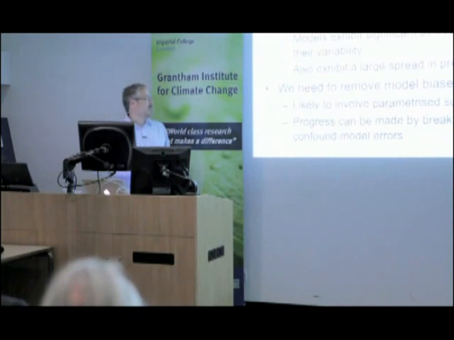So we need to remove model biases somehow. As I said, it's likely to involve these parameterized subgrid scale processes and how those feed back on the circulation. And as I've indicated with a couple of examples, progress can be made by trying to break the feedback loops which confound the model errors, and I think that's going to be a fruitful way forward.